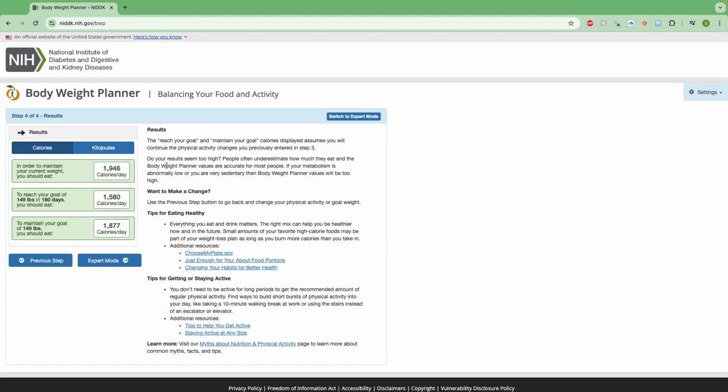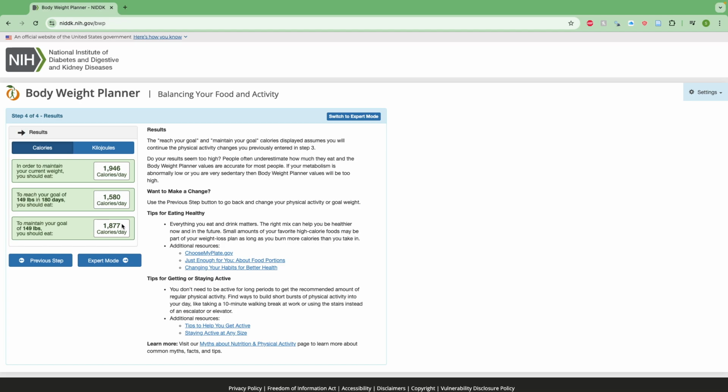All right, and so the next is the basic results from the calculator. What we can see is that we have a maintenance goal of, okay, if you don't want to gain any more weight, how much do you have to eat? For this patient, that's about 1950 calories a day. If they're going to reach their goal of 149 pounds in 180 days, it recommends that you eat about 1600 calories a day. And then this is the most important thing right here: in order to maintain that new weight of 149 pounds, we want that patient to eat anywhere from 1850 to 1900 calories a day.